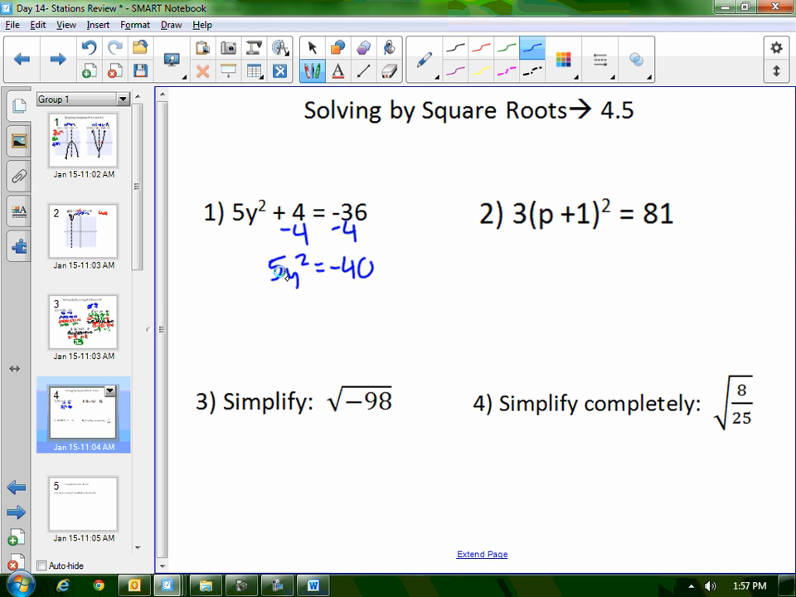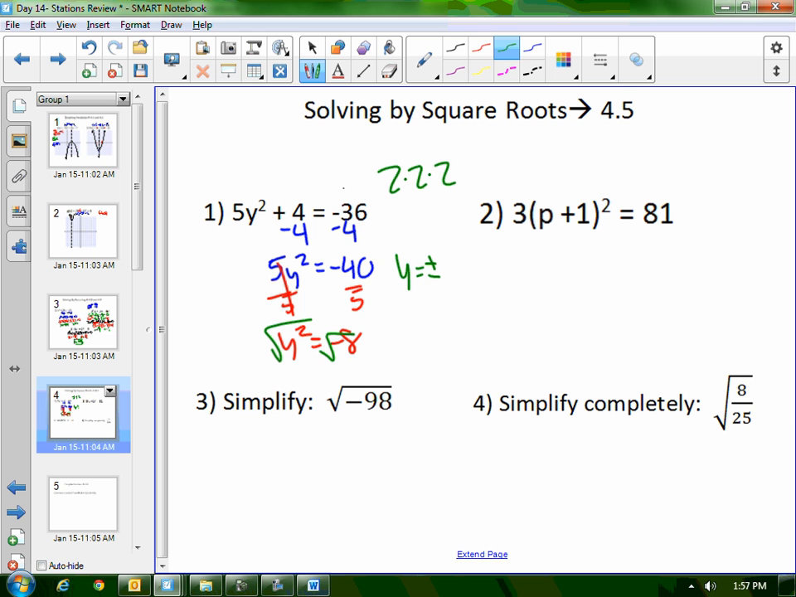And then don't take the square root yet. First, divide out this 5. And now I have y squared equals negative 8. Your last step should be take the square root of both sides. So then I take the square root of both sides, I get y equals plus or minus the square root of negative 8.